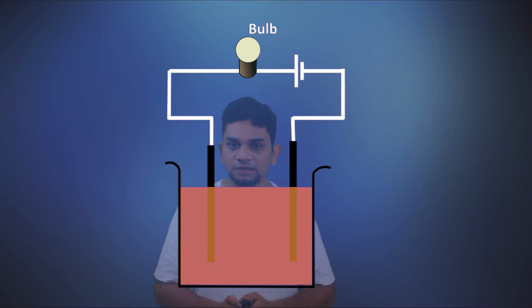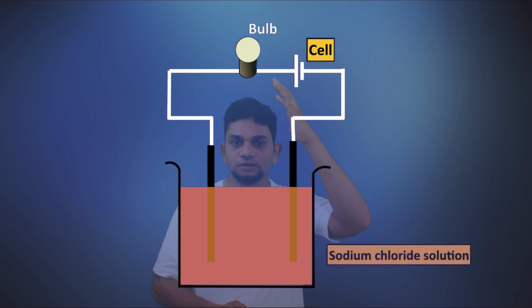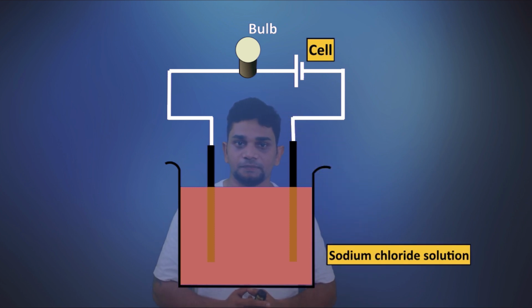Now the circuit is complete. Here you can see the cell and the bulb. It is sodium chloride solution. Sodium chloride is an ionic compound. It is in solution state. If the solution is a good conductor of electricity, then the circuit is complete. The bulb is going to glow. If the solution is a bad conductor of electricity, the circuit is incomplete. The bulb is not going to glow.